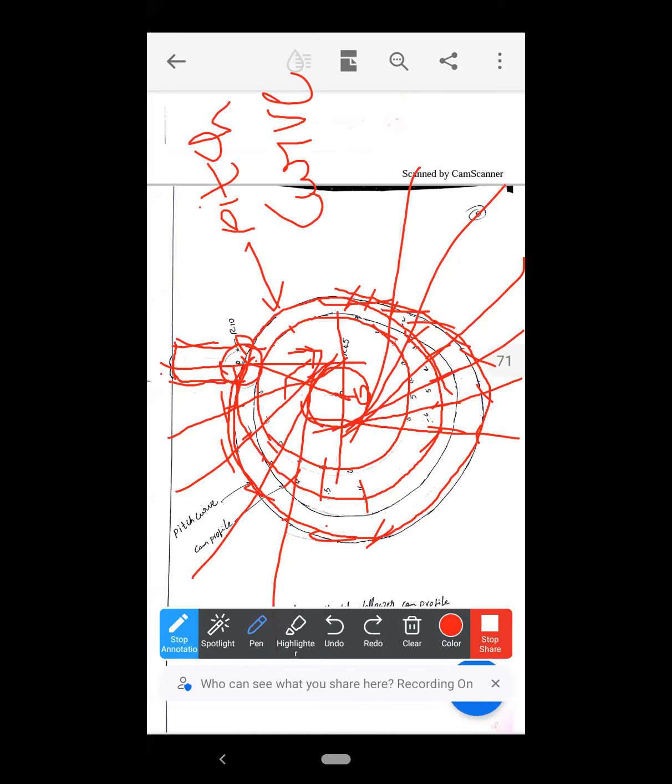So how to get the cam profile? That is very simple. When you have drawn the pitch curve, you have to take the radius of the roller value to the compass, and cut the arcs from the points. So that is what we are getting, the resulting arc points A, B, C, D, up to the bottom side.